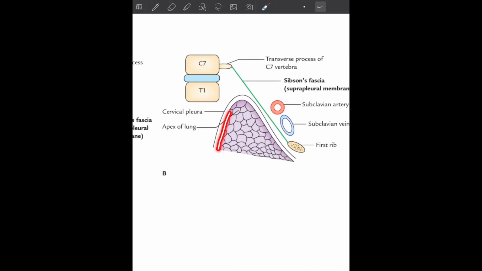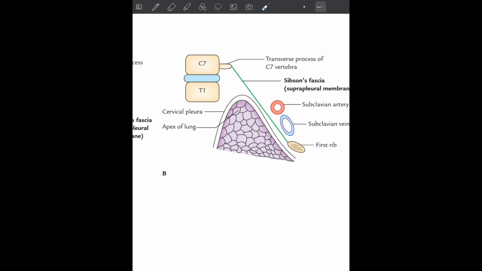This is the lung, apex of the lung. This one is the cervical pleura. So let me discuss the function of Sibson fascia.